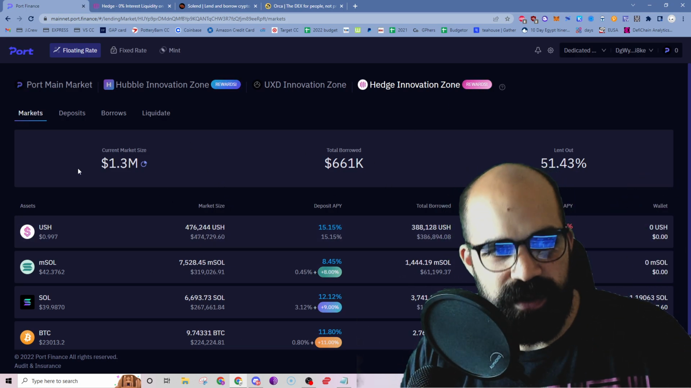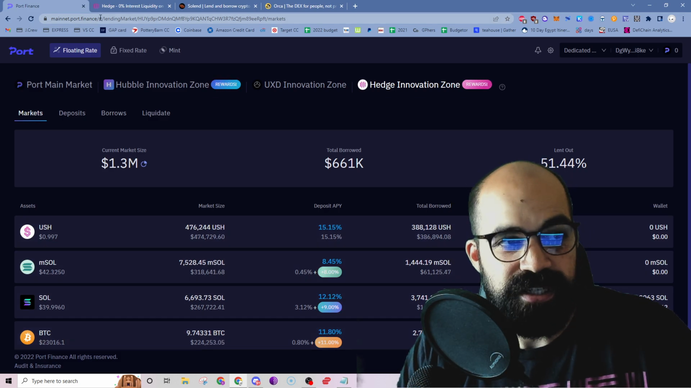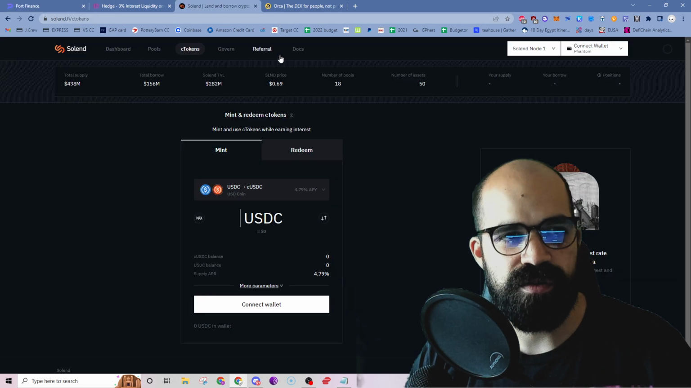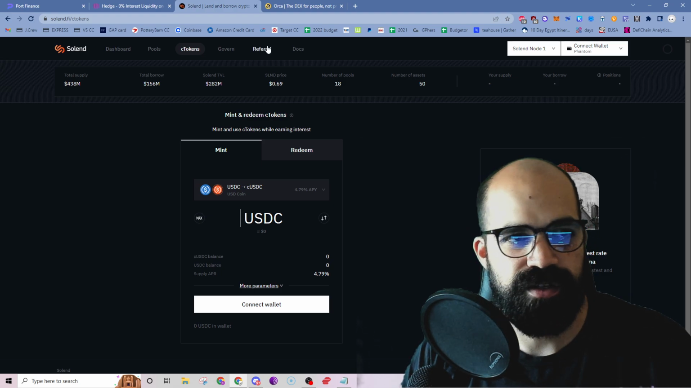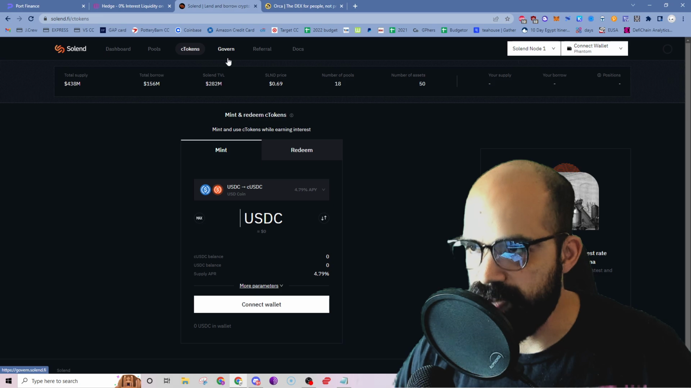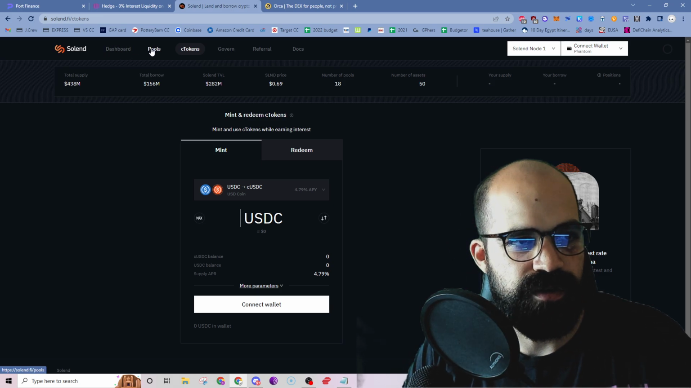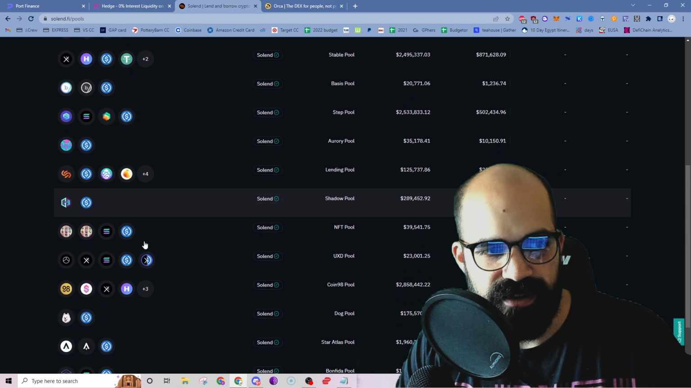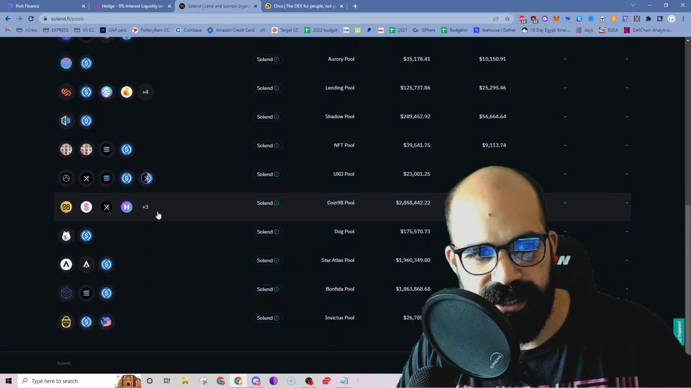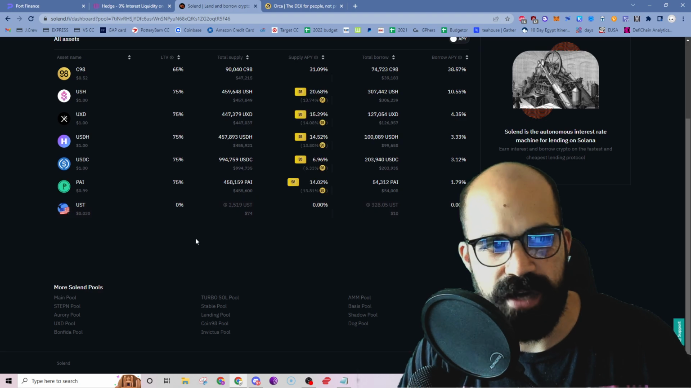Anywho, you can do the liquid stake loop with that. There's just a lot of good strategies. If you go to Solend right now and you're looking for, let's say, a good place to try some other strategies, one thing you could do is go to pools, and then you're looking for USH, right? And the only place to see USH is in this pool. This is the Coin98 pool.